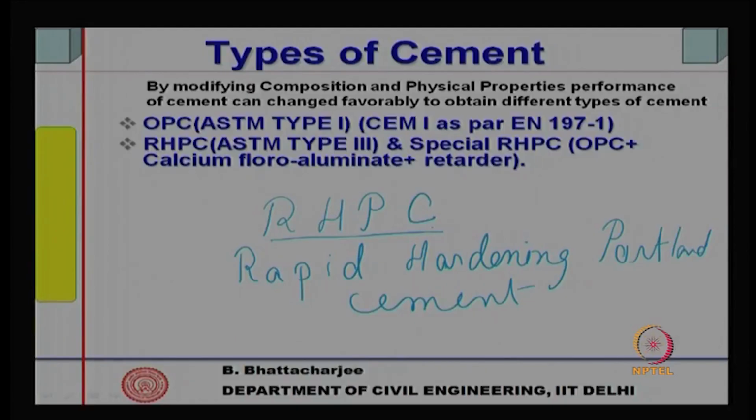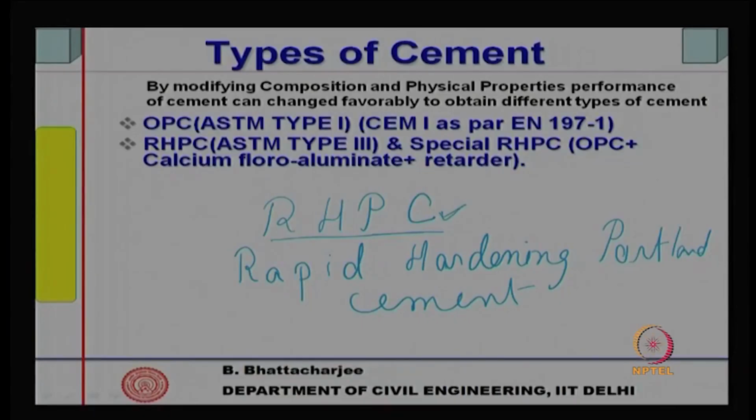So, this cement hardens fast. You get possibly 3 days strength in 1 day, 7 days strength in 3 days, and 28 days strength in nearly 7 days, and so on and so forth. So, you get high early strength, and we will look into how it is obtained. So, high early strength, that is the characteristic.